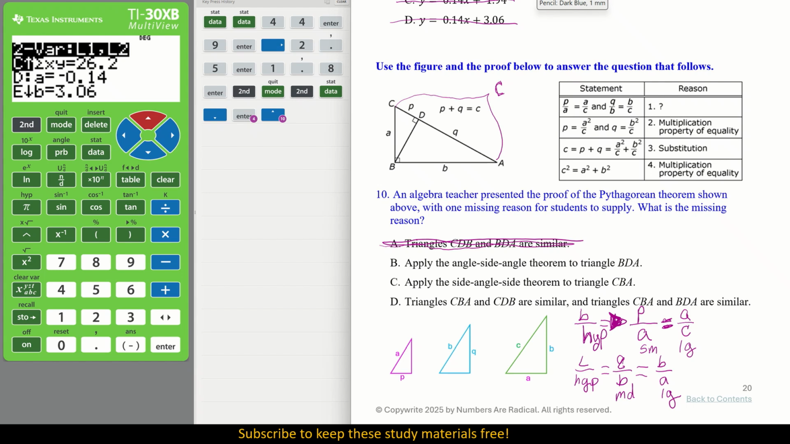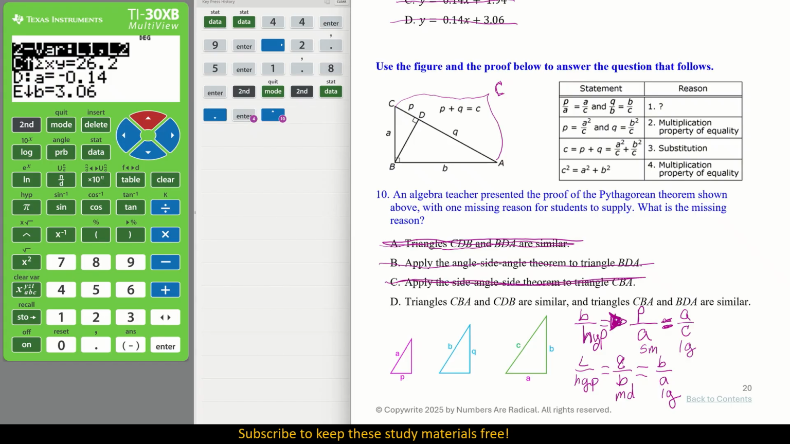Let's look at B. Apply the angle side angle theorem to the triangle BDA, no, that doesn't make sense. That's not going to help us out. C, apply the side angle side theorem. No, that's not what's going on there. They're using proportionality to compare the triangles, which is very convenient because they're right triangles.